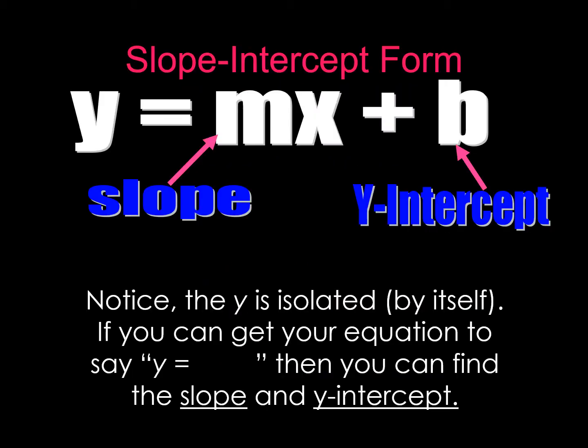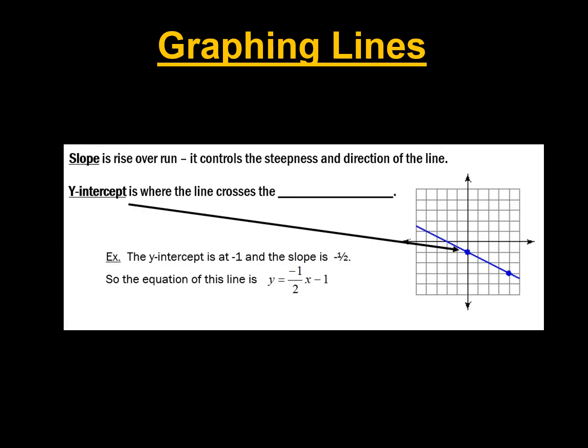Okay, so slope-intercept form here is going to be y equals mx plus b, where the x and the y go with an ordered pair, and the m stands for the slope, and the b stands for the y-intercept on the graph. Notice that it's always solved for y, and then you can find that slope and y-intercept once it is solved for y.